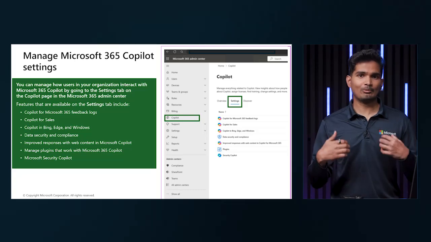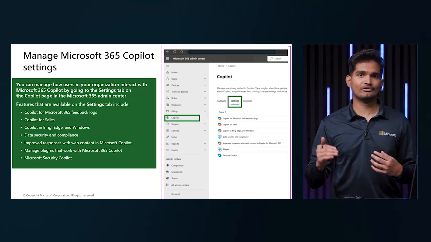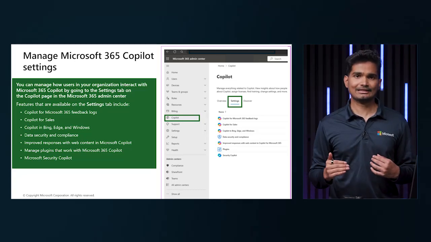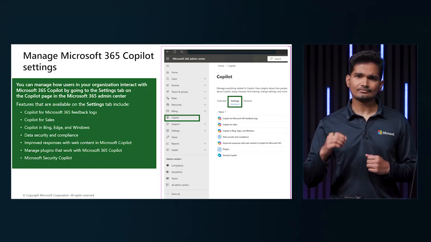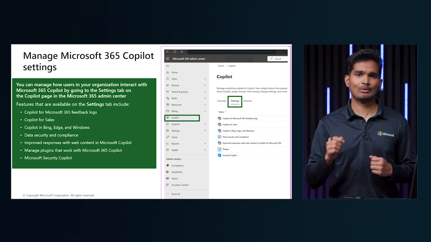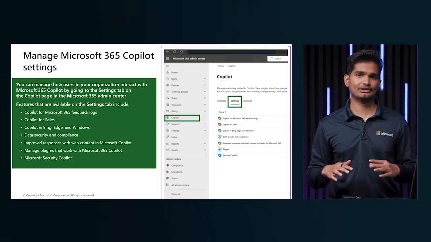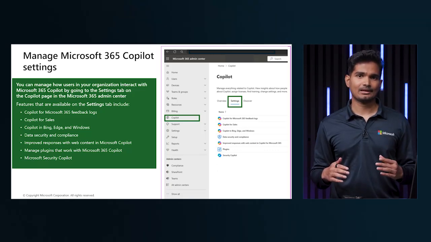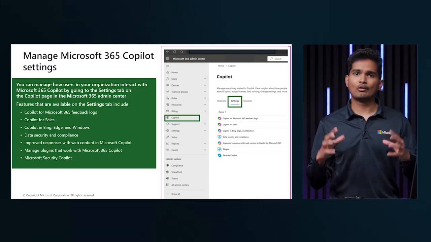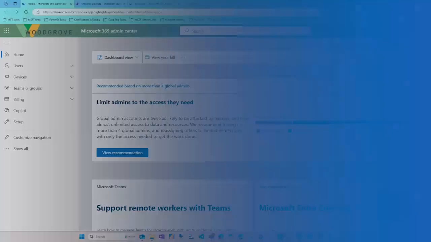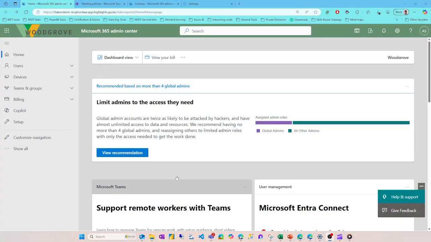Improved responses with web content in Microsoft 365 Copilot settings. This allows enabling or disabling Copilot's access to public web content for the latest information and responses. Microsoft Security Copilot. This links to the Microsoft Security Copilot portal for managing settings. So let's take a look at how we can configure Copilot through its settings.